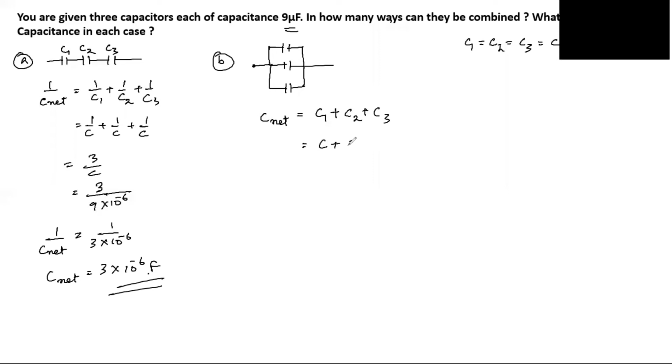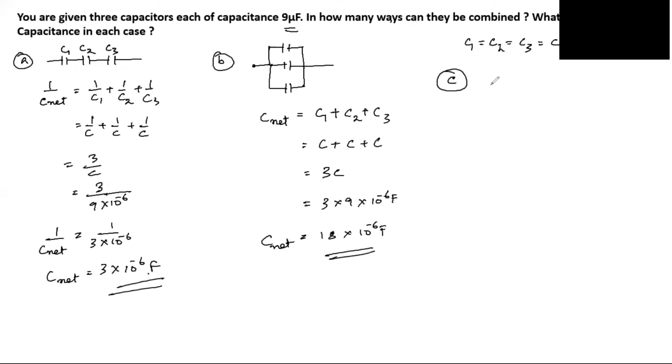And we'll get C plus C plus C, so it becomes 3C. So it is nothing but 9 microfarads times 3, 10 to the power minus 6 farad, 18 microfarad. Alright, so this is our second arrangement in net. Okay, so here there is a mistake. It should be 27 microfarad. I have written it as 18 microfarad. It should be 27. Please correct this.